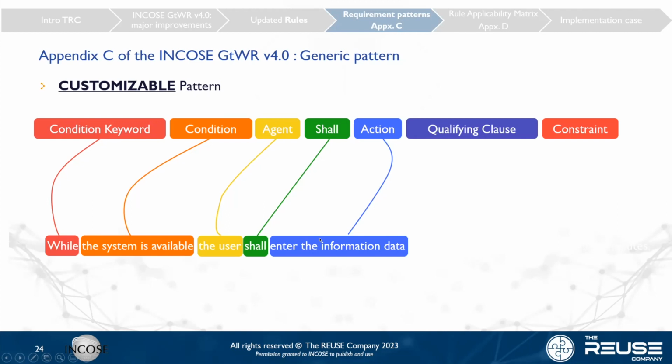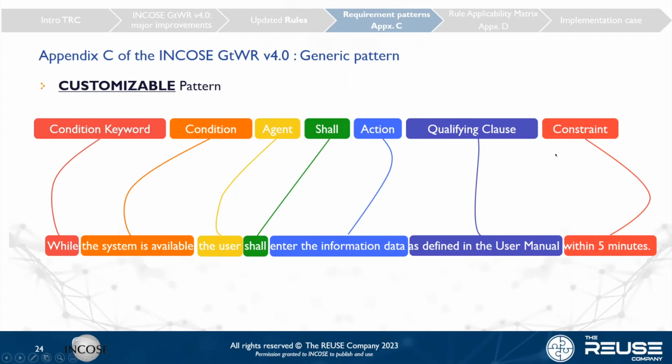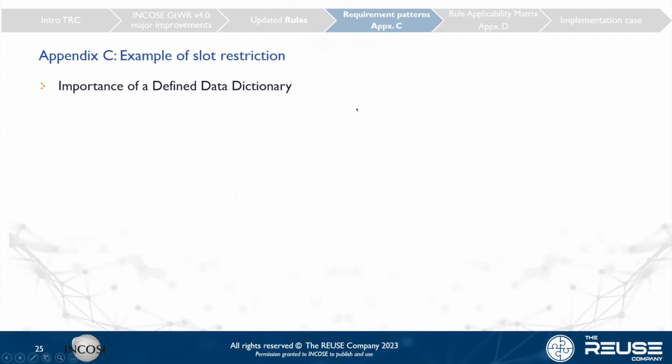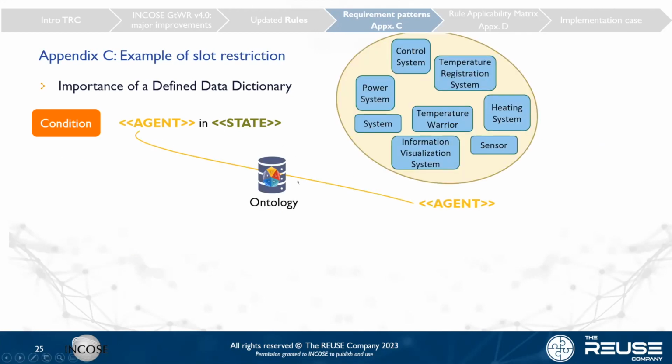So the data dictionary here could help add another restriction, which is that we have to define what is information data. And then, as defined in the user manual, is a qualifying clause. And the constraint is usually a time constraint, within 5 minutes in this case. And if we look at the importance of having a data dictionary in the condition, the agent is something that would be defined in an ontology or a glossary in general.